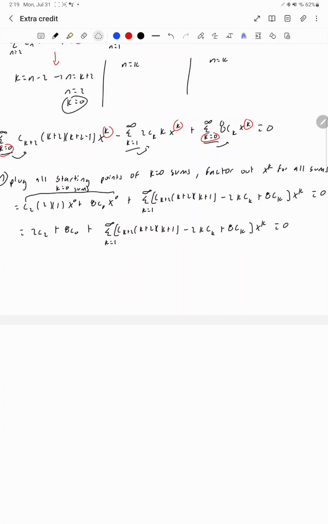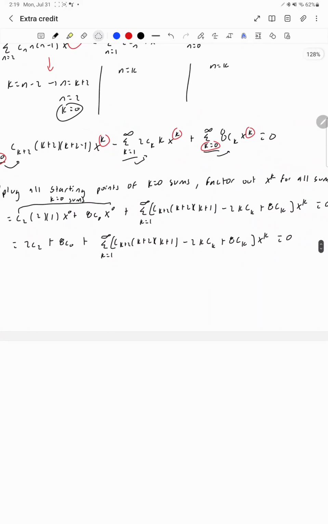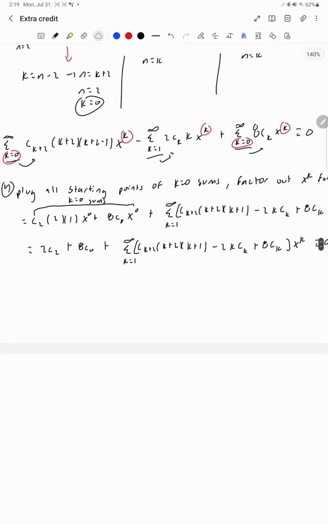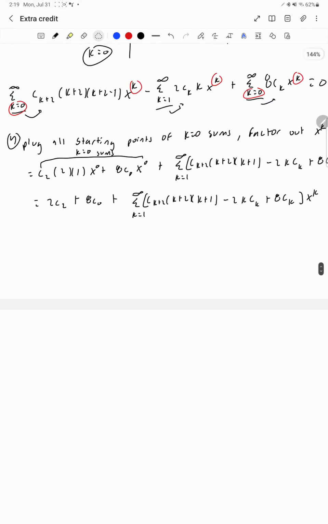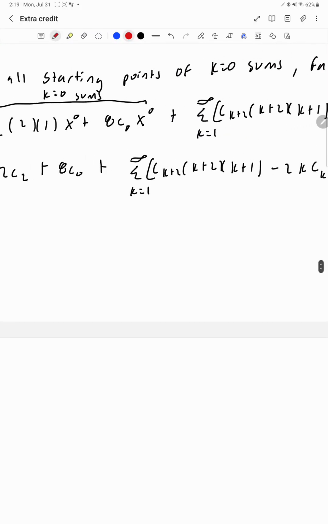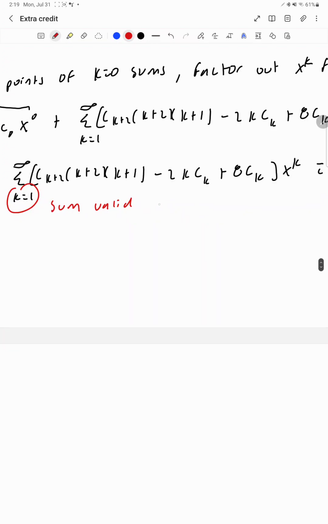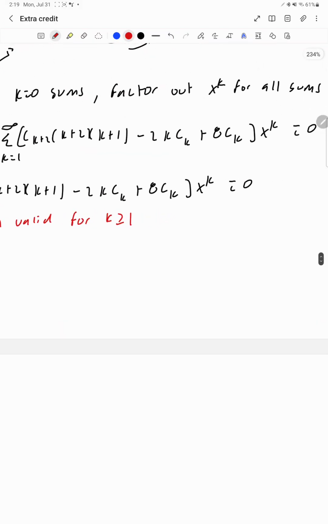So to recap, we plugged in k equals 0 into the sums that have k equals 0, and then we factored out x to the k for all the sums. So now we have this. And I think it makes the sum valid for k is more than or equal to 1. So you can't have k is less than or equal to 1.